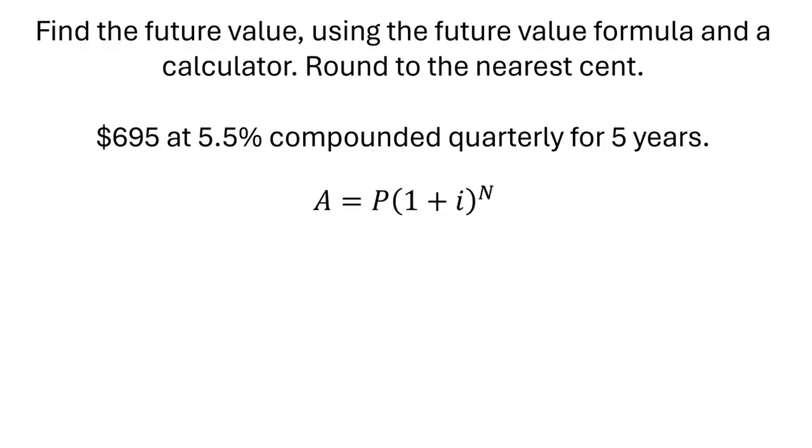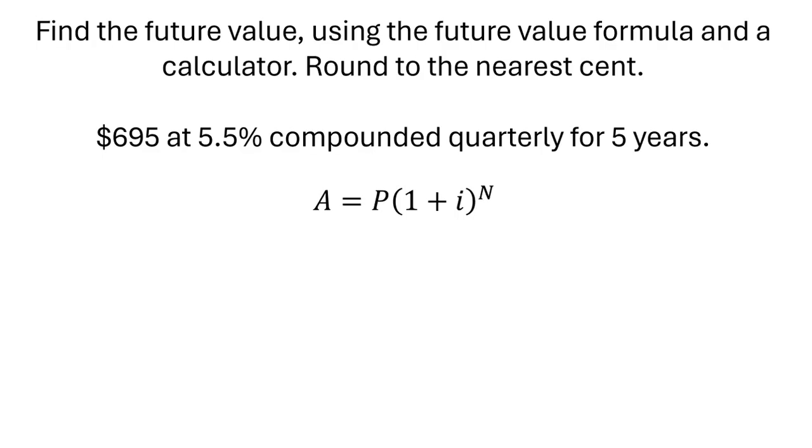In this video, I want to show you a little quick trick on how to use the Desmos scientific calculator to perform your calculations for the compound interest problems. So let's look at this example. It says find the future value using the future value formula and a calculator. And we're going to round to the nearest cent. And we've invested $695 at 5.5% compounded quarterly for 5 years.